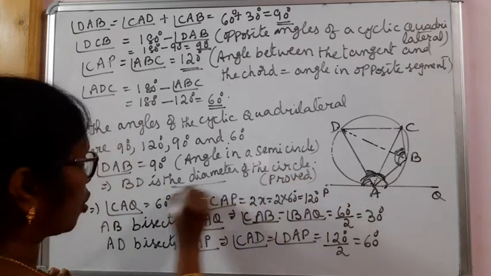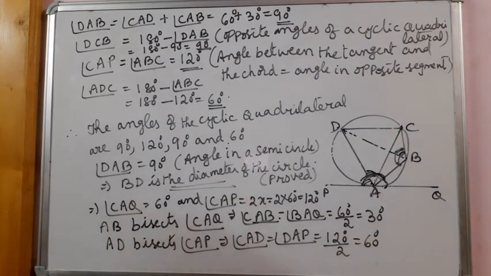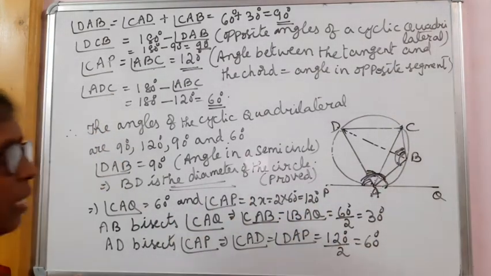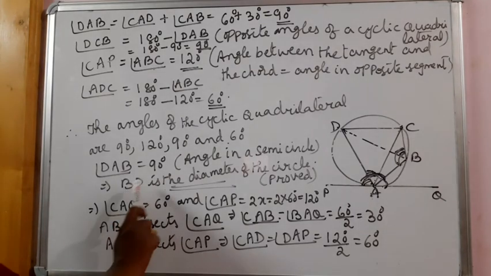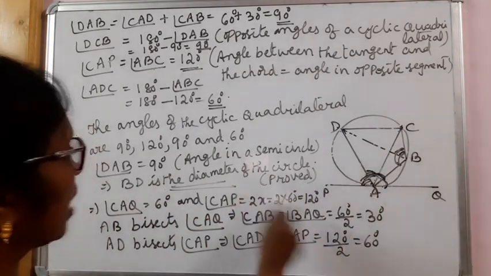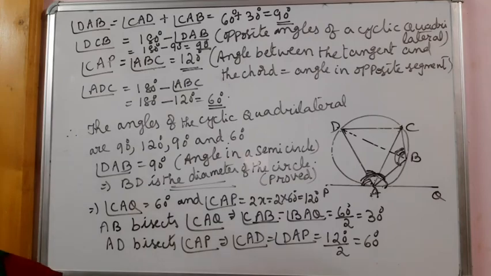In this particular question, we had 2 parts. One, to find the angles of the quadrilateral. The other, to prove that BD is the diameter of the circle. That is what we have done.